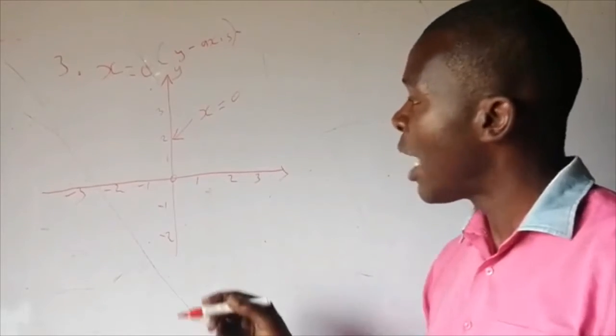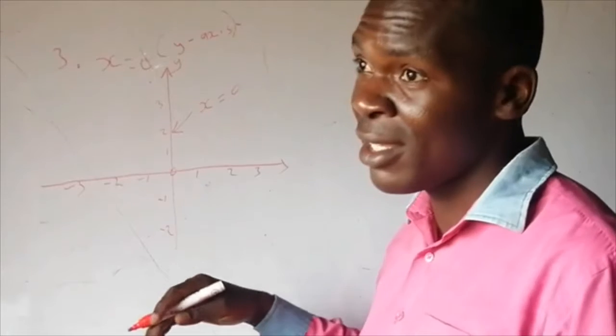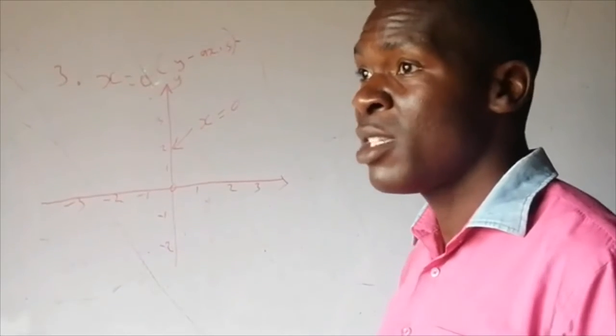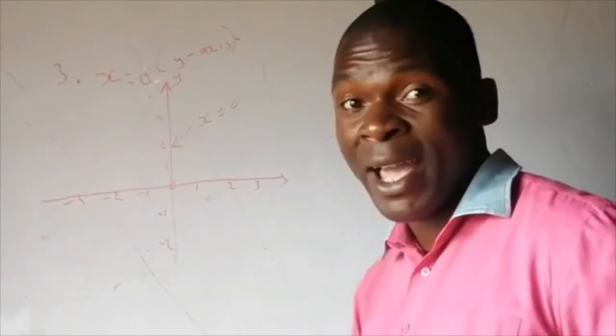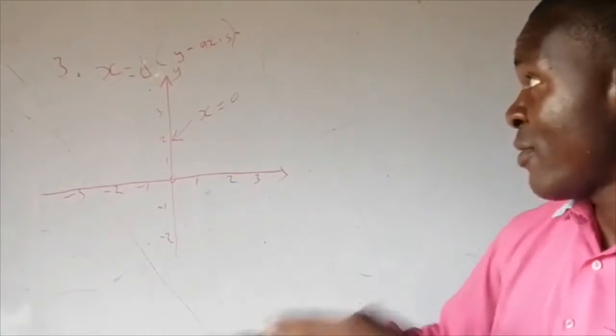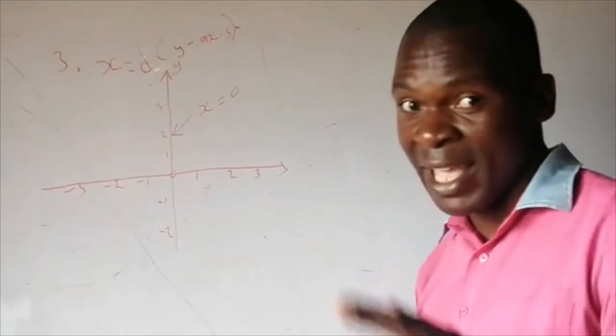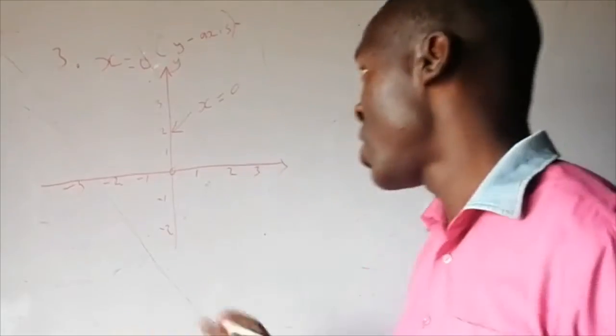First of all, I've demonstrated how to draw lines which involve y and a certain number, a constant. Y is equal to 4, y is equal to 0, y is equal to minus 2. Then secondly, I've demonstrated the lines which involve x. X is equal to 0, x is equal to 5, x is equal to 6, etc.